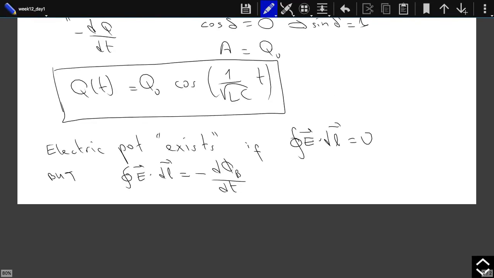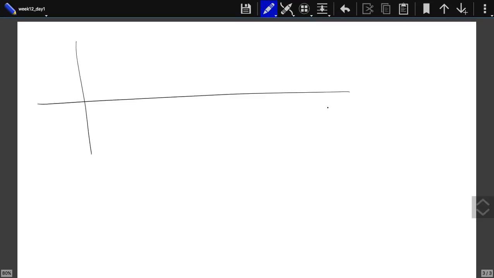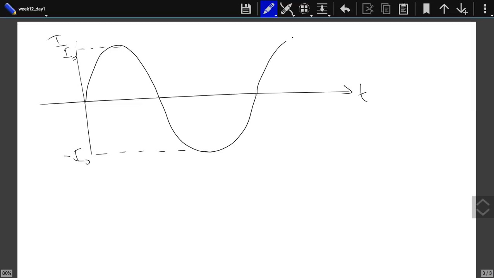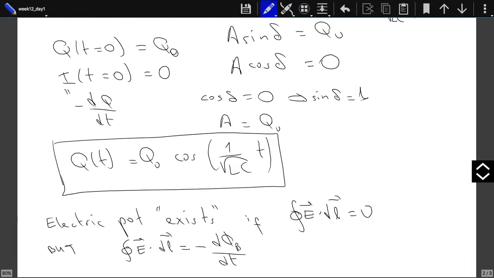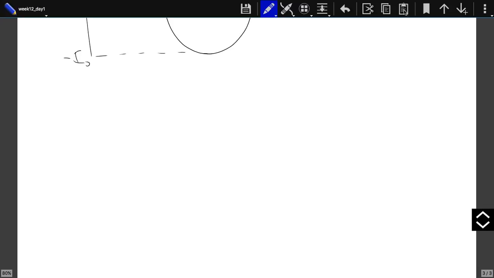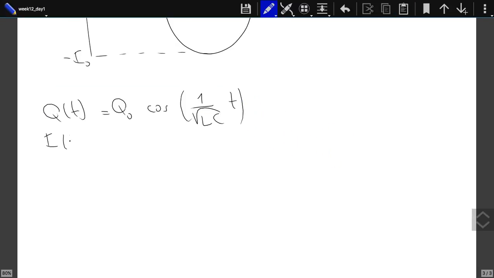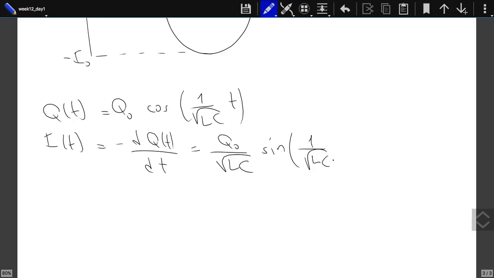Now let's see what the current does. As a function of time, the current started from 0 and is oscillating between, let's say, this is I0 and this is minus I0, where I0 is the maximum value. Let's write I of t. We had already determined the charge as a function of time. I of t is equal to minus dq of t by dt, which is Q0 over square root of LC times sine of 1 over square root of LC times t. This is what I0 is.